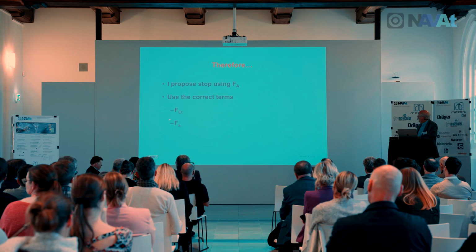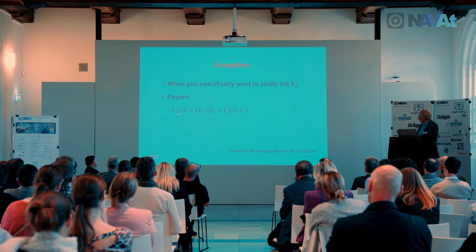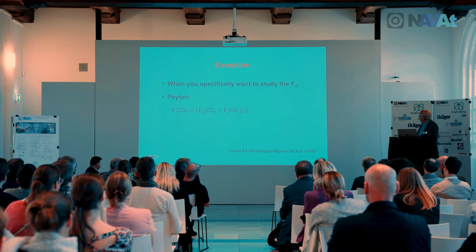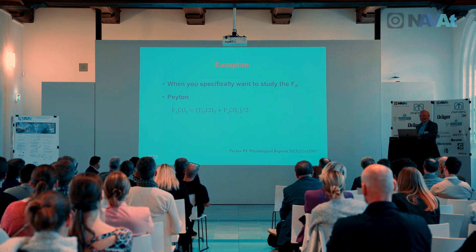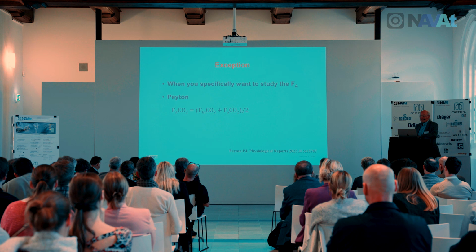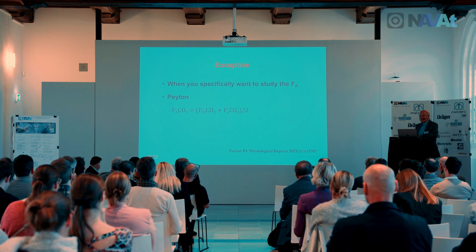Although again, F arterial is very hard to measure. So Payton is excused for using FA here, because he really means alveolar partial pressure of CO2. He's serious. He is not just estimating it based on end-tidal. He's really calculating it.